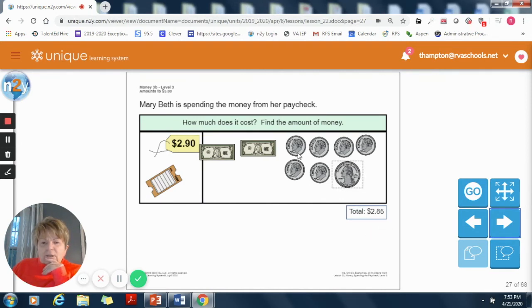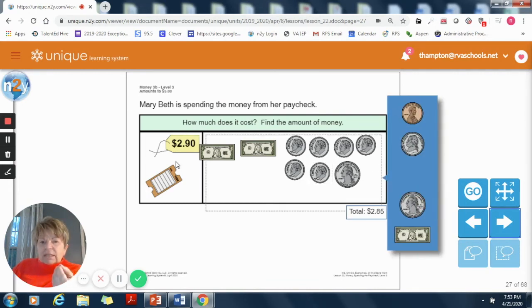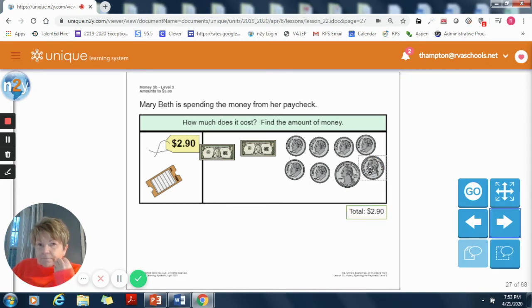$2.85. So 25, add 10, and now we're going to count by tens. 25, 35, 45, 55, 65, 75, 85. And we just have to get to 90. So if we count by a 5, 85, 90. Whew, I think that was probably a hard way to go about it. What do you think?